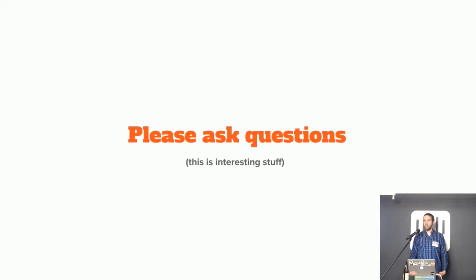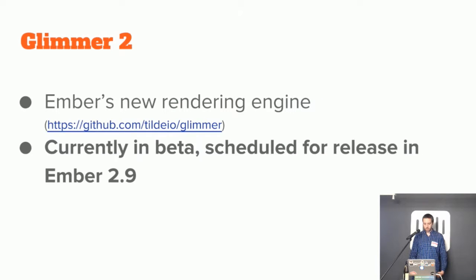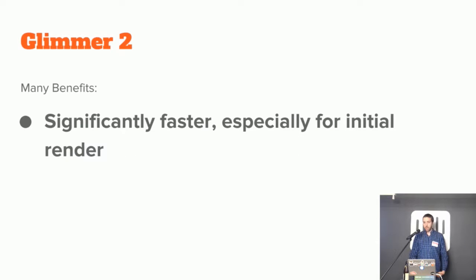Feel free to stop me at any time and ask questions if you don't understand anything or you'd like me to go in a particular direction. So Glimmer 2, it's Ember's new rendering engine. It'll be released in about 6 weeks. It has many, many benefits.